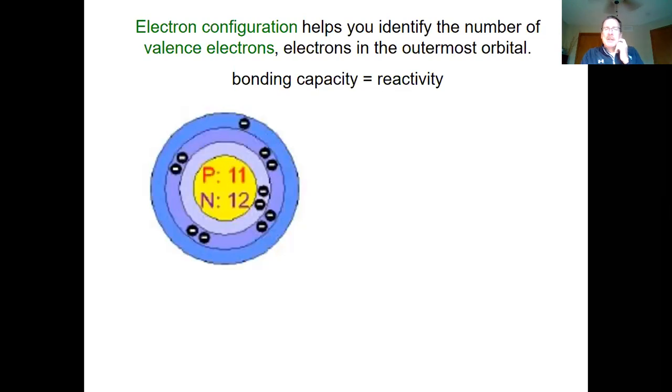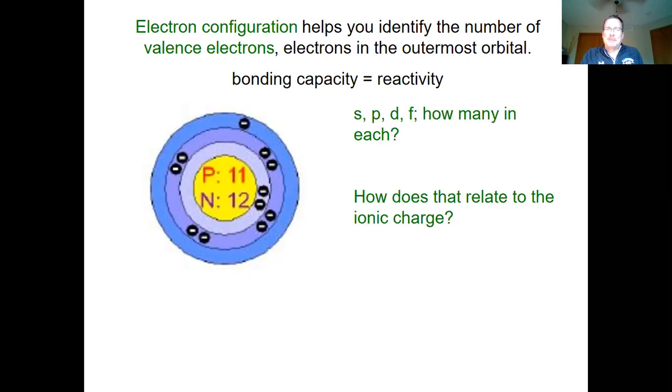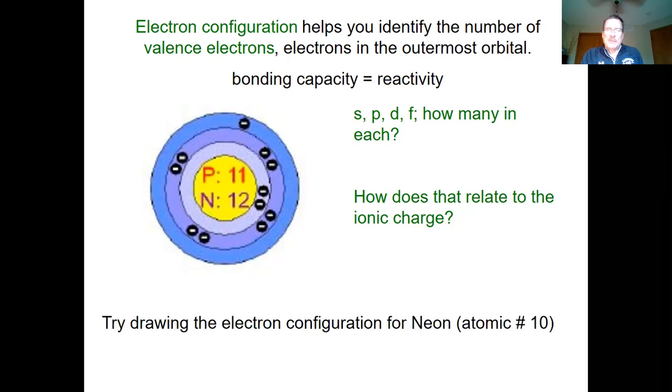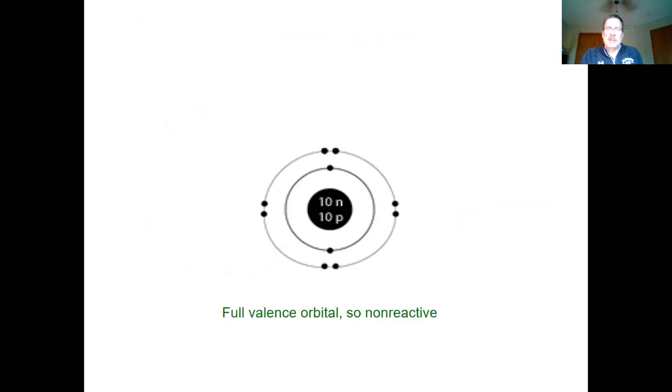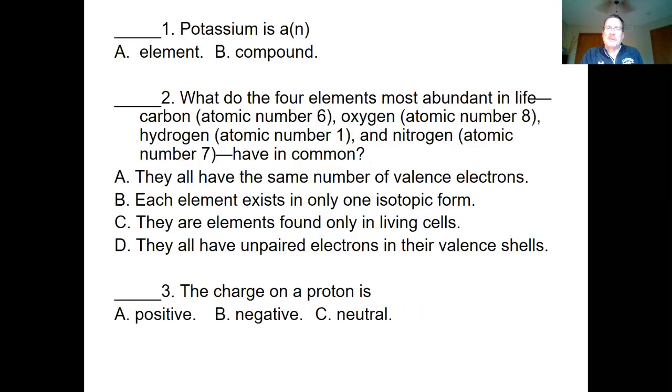Remember, your electron configuration helps you identify the number of valence electrons in the outermost orbital, and in a sense, what type of bonding it'll do and its reactivity. So remember your s, p, d, and f orbitals and how many electrons are in each, and how that relates to the ionic charge, especially in the s and p. A little reminder if you don't remember, and don't worry about drawing it. There it is. Full valence orbital, so non-reactive. All elements start out neutral. It's only when they gain or lose electrons that they become reactive.